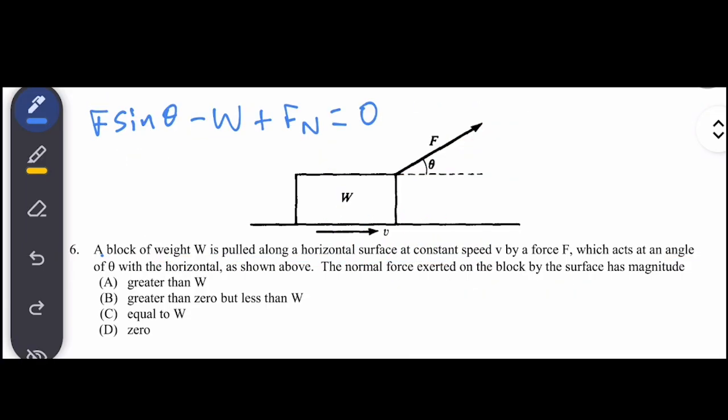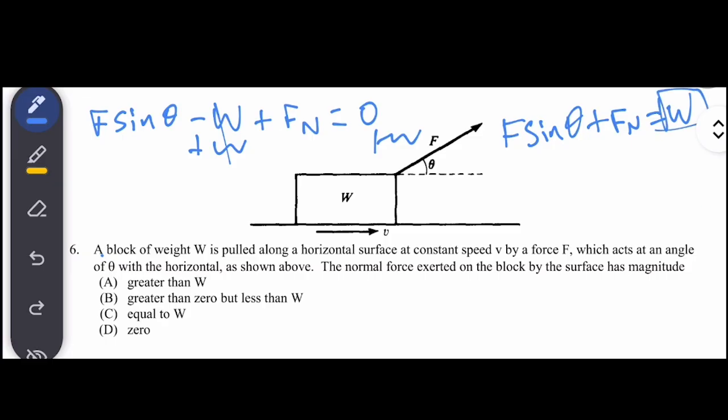Okay, now that we have our forces in the y direction equation, we can go ahead and put W on the other side to compare it. So if we put plus W, this cancels out, and we get F sine theta plus force normal is equal to W. And just this equation alone gives us a lot of information. We know that W is equal to force sine theta plus force normal.